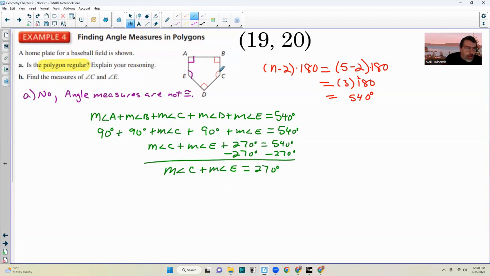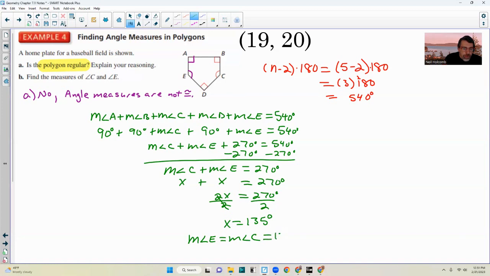And now notice there's one arc here and one arc here. That means they're congruent. So let's just call them X now. Since they're congruent, X plus X equals 270 degrees. 2X equals 270 degrees. Divide by 2, and we find out what they each are equal to. So X equals 135. 2 goes into 7 3 times, 2 goes into 10 5 times. So the measure of angle E equals the measure of angle C equals 135 degrees. And that is the answer to part B.